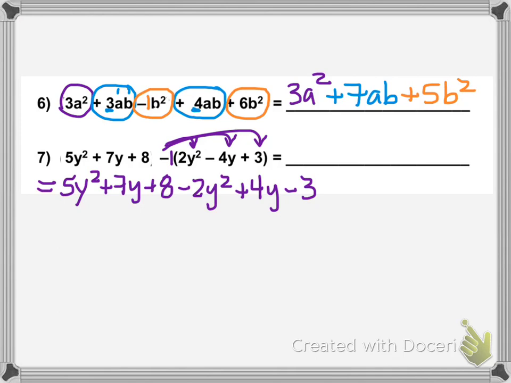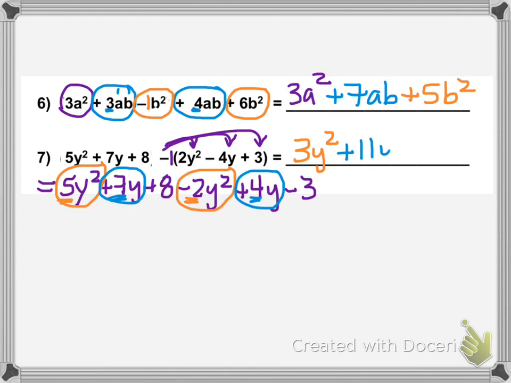Our first term is 5y squared, so we're looking for another y squared term, and I see -2y squared. When I combine the 5 with the -2, that makes a 3y squared. Remember, we're just adding the coefficients together, the numbers in front. You're not doing anything with the exponents. Okay, next term is positive 7y. So I'm looking for another y term, and I see a positive 4y. Those are going to combine, the 7 and the 4 combine to make positive 11y.